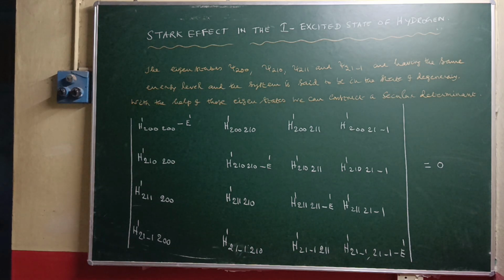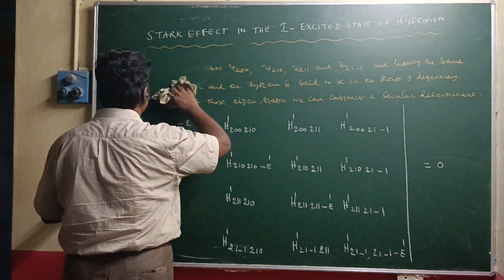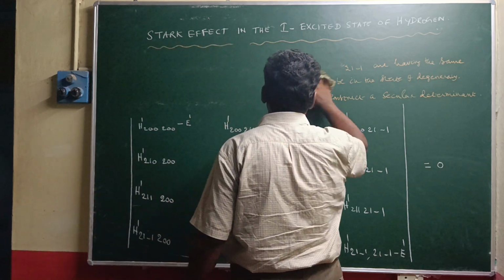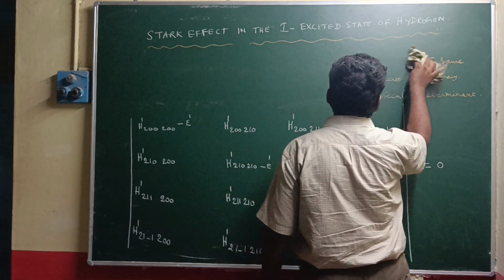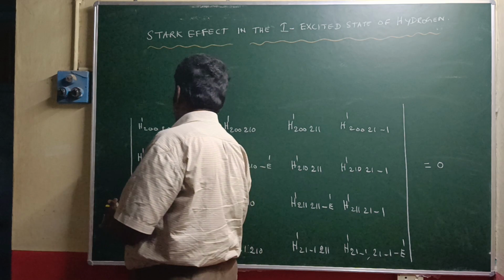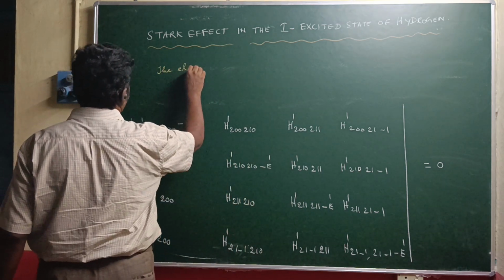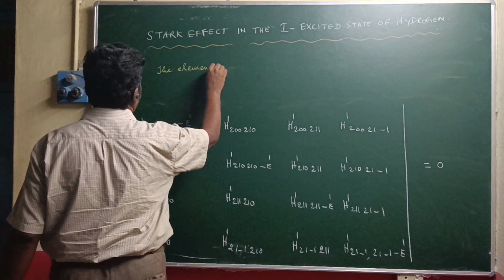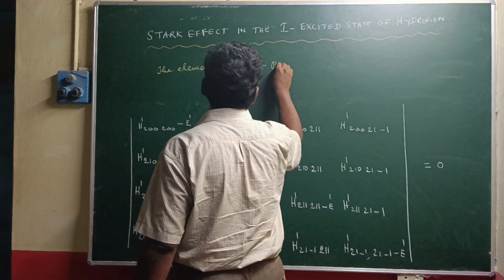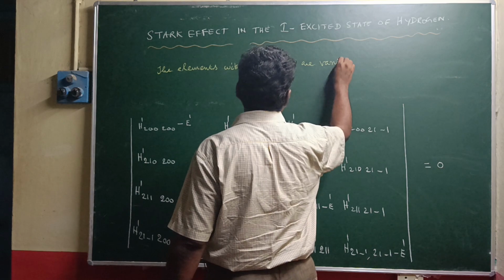First of all, we should understand about the parity. We already talked more about parity in the case of the ground state of the hydrogen atom. So here, the elements with even parity are vanished.